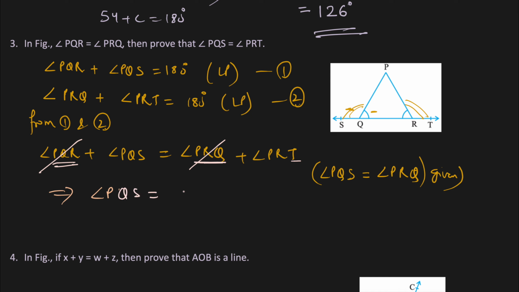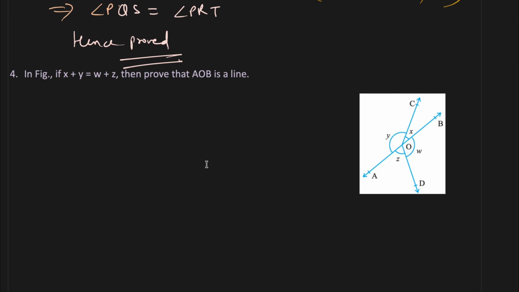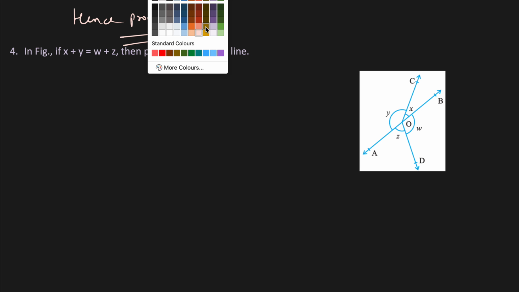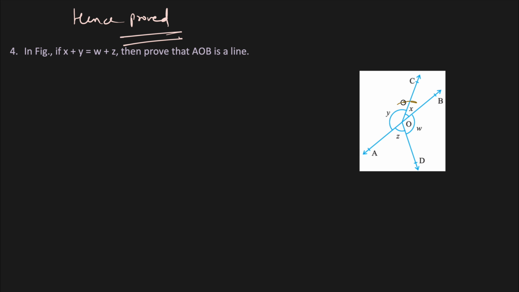So here PQR is equal to PRQ, those two will cancel and what is left is only PQS is equal to PRT. Fine. Now let's move to the next question. Very easy one here again. Now if x plus y equals w plus z, these two, x plus y and w plus z, they are equal, then prove that it's a line.